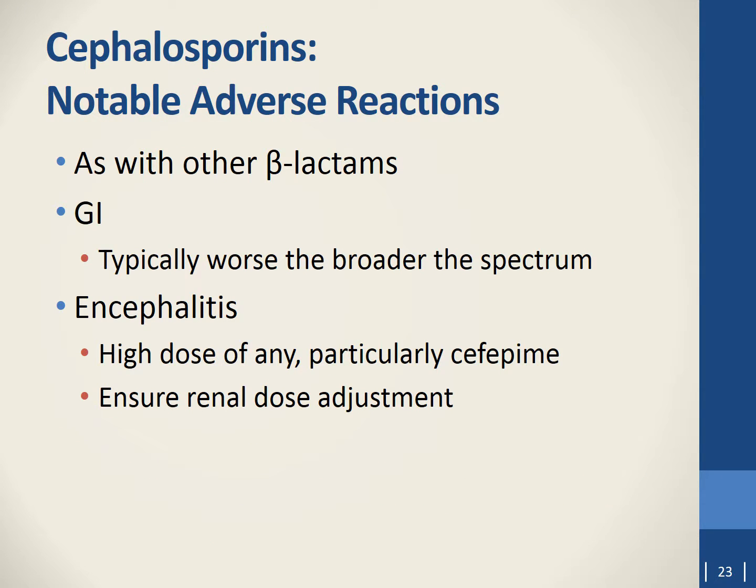In terms of notable adverse reactions, very similar to the other beta-lactams in terms of the potential for GI effects, rash, allergy, etc. Typically, the worse GI effects occur the broader the spectrum. So the more of the GI flora that's wiped out by the cephalosporin, the worse the patient's diarrhea is, for example. With the cephalosporins, we can also see encephalopathy. This can happen with higher doses of any of the cephalosporins, but I've particularly seen it with more frequency with cefepime, especially in patients on 2 grams every 8 hours with neutropenic fever dosing and things of that nature. One thing you want to make sure we do with the cephalosporins is look at them for renal dose adjustment to try to reduce the risk for accumulation and toxicity and developing that encephalopathy.